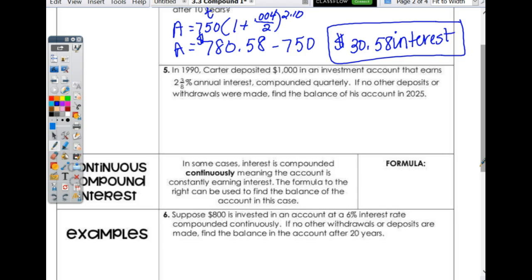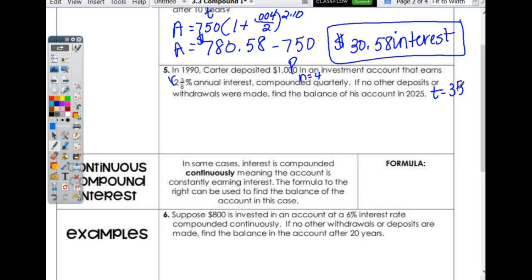Okay, number 5. In 1990, Carter deposited $1,000. So there's your P. In an investment account that earns 2 3/8 interest, so there's your R. It's compounded quarterly, so that makes my N 4. If no other deposits or withdrawals were made, find the balance. So the number of years is how many? It's 25 plus 10, which is 35.